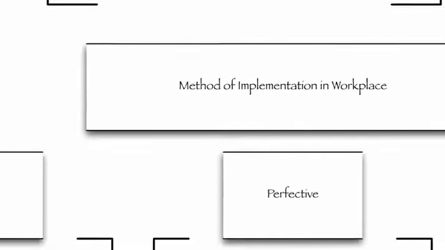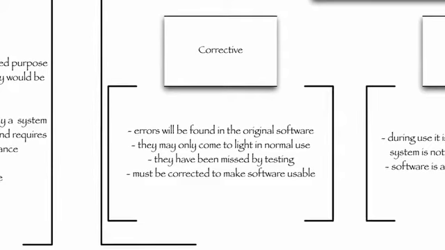Corrective, as we know, is the first one. This is where errors will be found in the original software. They may only come to light in normal use. They may have been missed by testing and must be corrected to make the software usable. So corrective, we have to correct errors that were not found in the testing and have only come to light in normal use, meaning we've only noticed them once we've put the system into place.